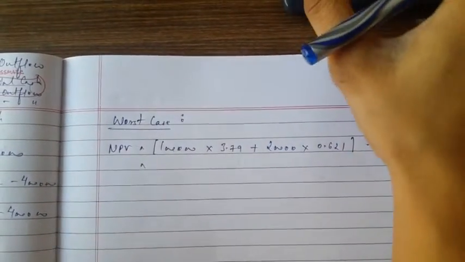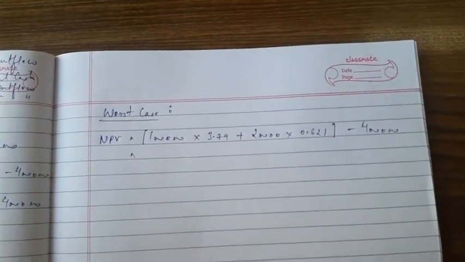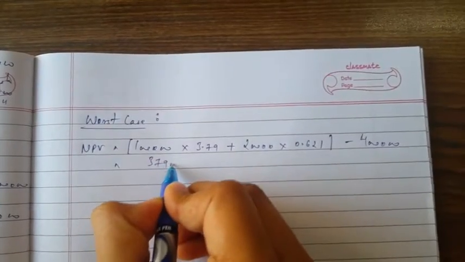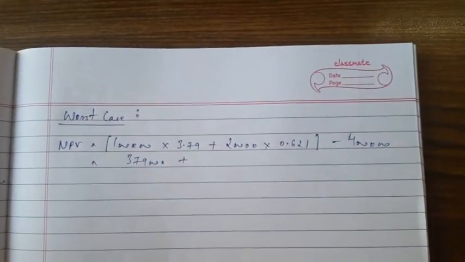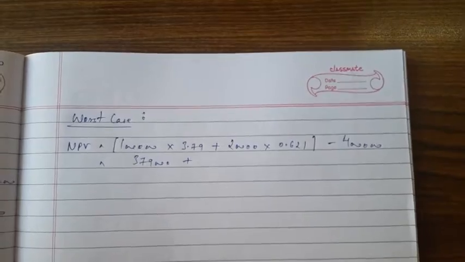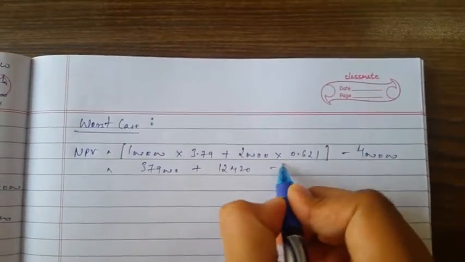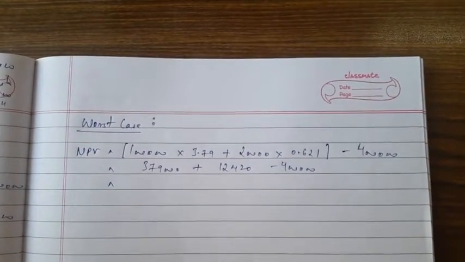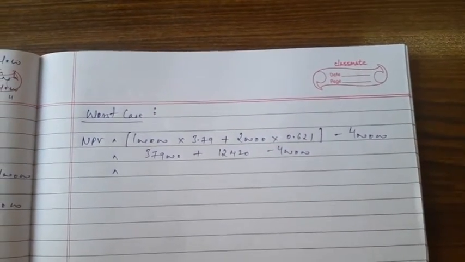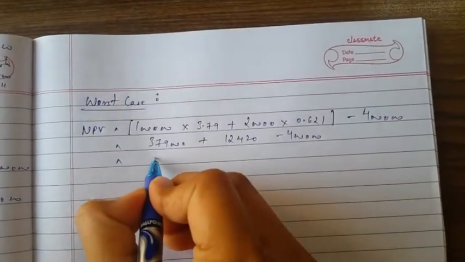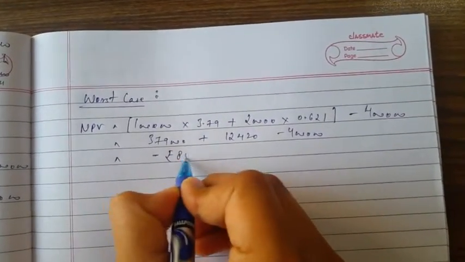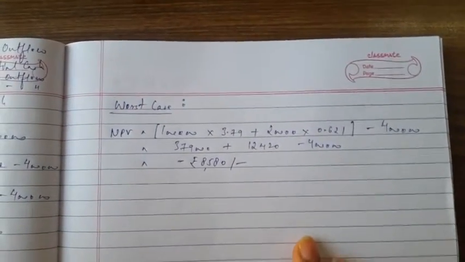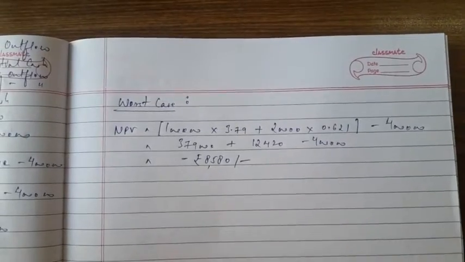So now we'll solve it. It's coming 3,79,000 plus 12,420 minus 4 lakh. So it's coming negative rupees 8,580. So this is the way you have to compute your NPV in the best case and the worst case.